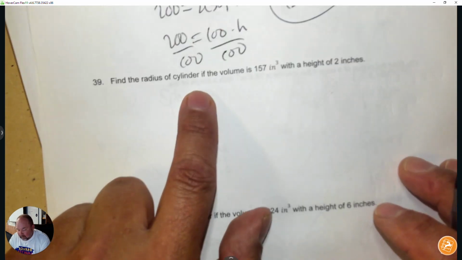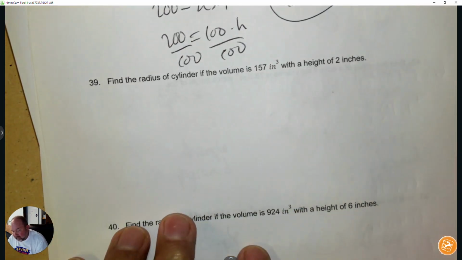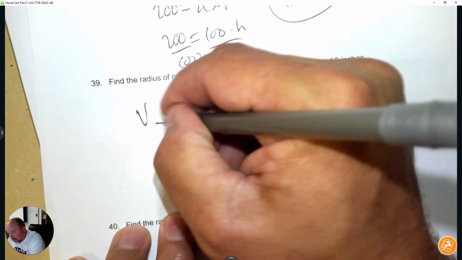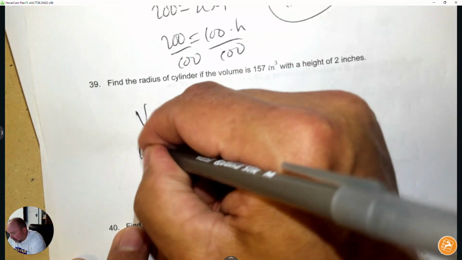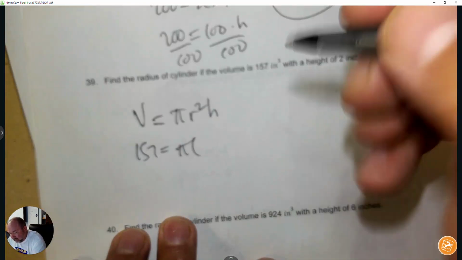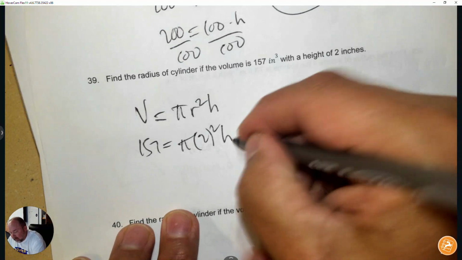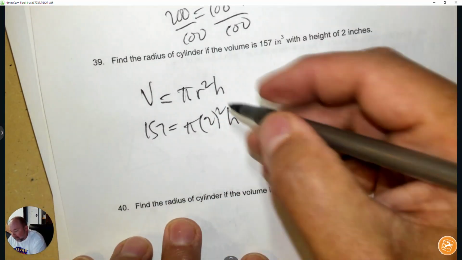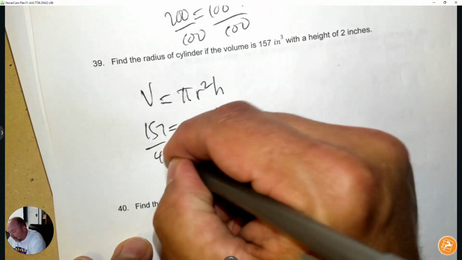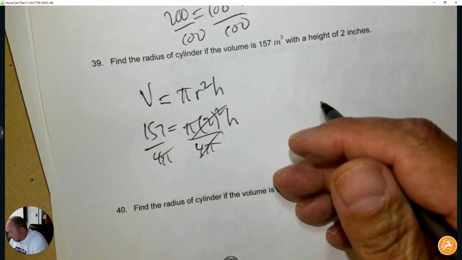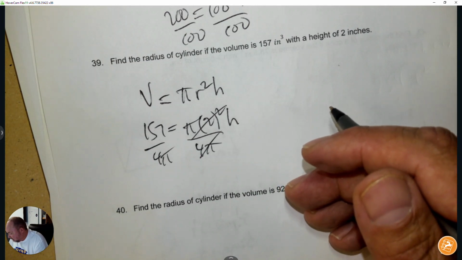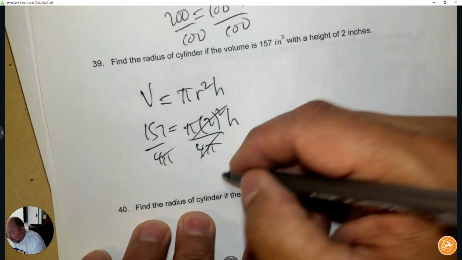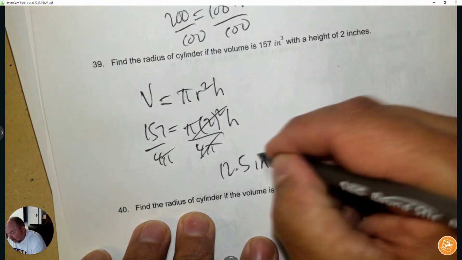39. Find the radius of the cylinder if the volume of the cylinder is 157 and the height is 2. So the volume of a cylinder is pi r squared times h. The volume is 157. The radius is 2. And I'm looking for the height. This is 4 pi, so I'm going to divide both sides by 4 pi. And now use my calculator. So 157 divided by 4 pi. And I get 12.5. And that's in inches for the height.